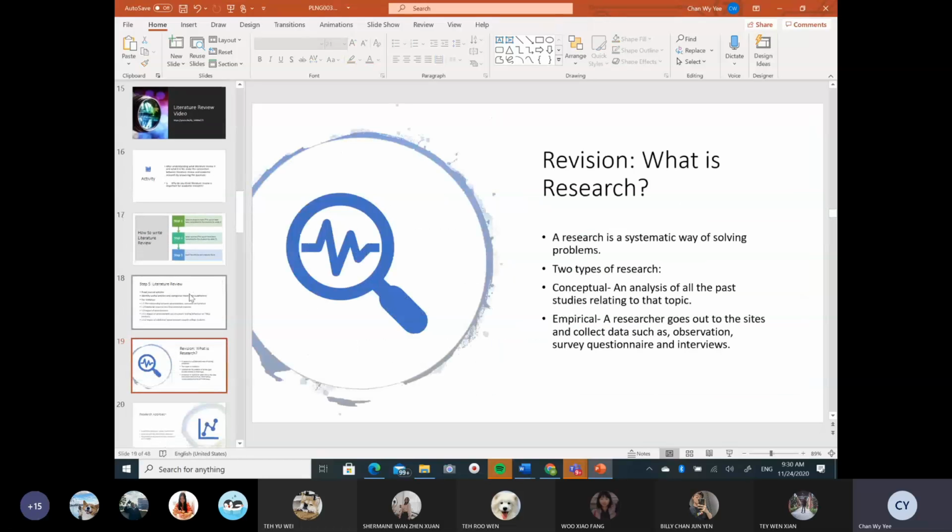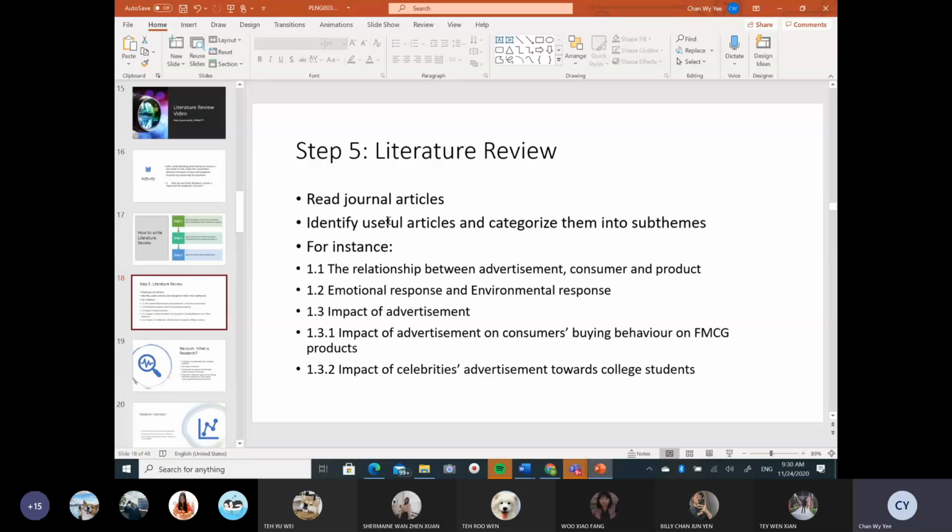Basically for the literature review, you need to read the journal articles, identify the useful ones, and categorize them into sub-themes. For example, 1.1, 1.2, 1.3, what are the impacts? There must be about 5. Not must, 5 is the maximum. You can choose anywhere between 3 to 5 subtopics. These are very important.